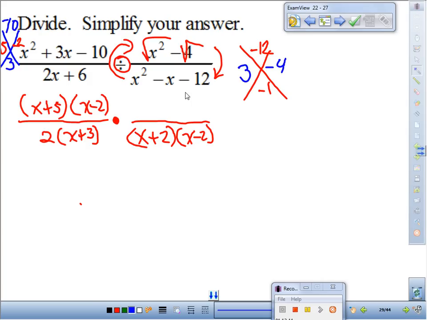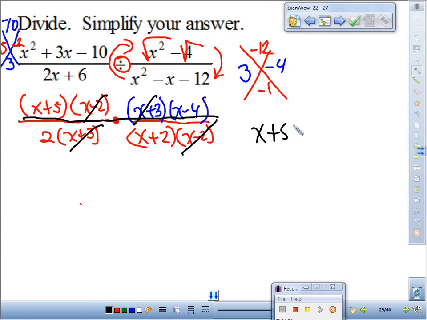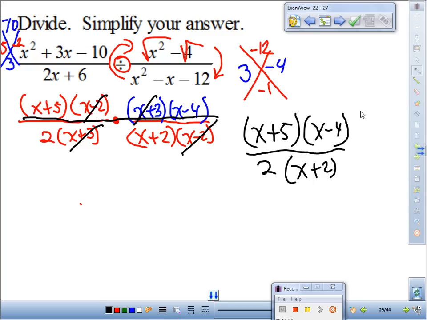3 and negative 4. So this becomes x plus 3, x minus 4. Can we simplify this fraction anymore? No. At that point, since we're about to multiply, I make this all one fraction. And now we can start identifying giant ones. What do you see? The x minus 2, x minus 2, x plus 3. And that leaves us with x plus 5 times x minus 4 to x plus 2. And we can leave it like that.